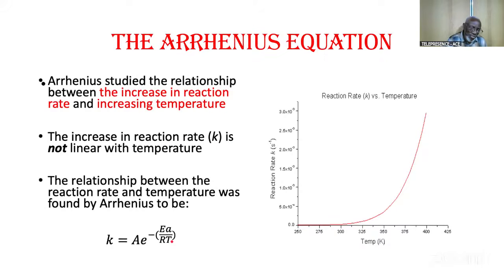And this is the Arrhenius factor. A is the Arrhenius factor. So this is the equation that relates the rate constant with temperature. Once the rate constant K increases, the rate of reaction will increase. You can see that the rate of reaction will increase as the temperature increases.